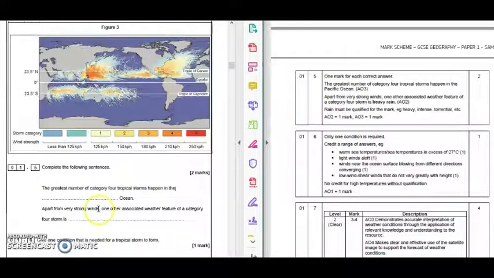And apart from strong winds, one other associated weather feature of a Category 4 storm is what? So you've got winds, as it says, you've also got rain. But what you must do is quantify the rain. You can't just say it gives us rain, because you don't have to have a hurricane to get rain. So you have to say heavy rain, intense rain, or torrential rain, but you need some sort of adjective before the word rain.